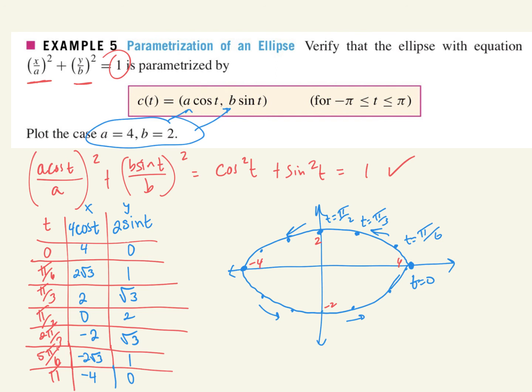I saw that t is between negative pi and pi. Yes, yes. Ms. Rodriguez, can you go over one more time how you got?